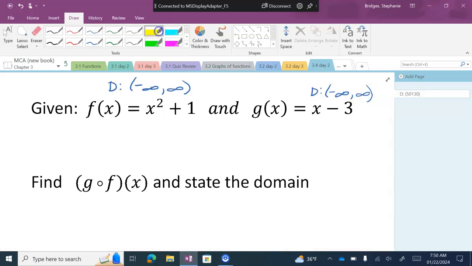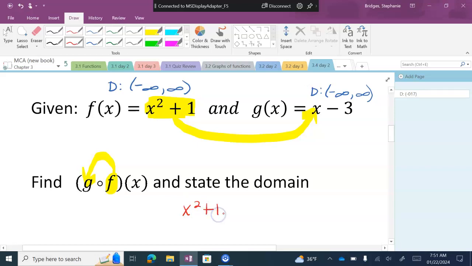And again, we're going backwards. Whatever letter is closest to x, that entire function is going to be put in place of x for the first function. So we are going to take the entire f function, the x squared plus 1, and it is going to go in place of x into the g function. So if I take out that x, I'm going to replace it with x squared plus 1. That's where the x was. And then what's behind it? Negative 3.